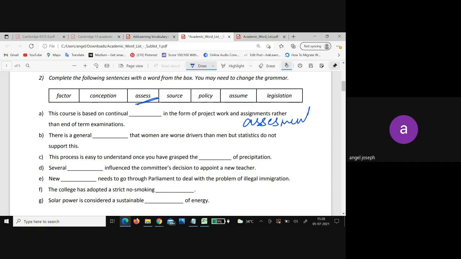Assessment, I'm writing it here just to get you an understanding. Now, there is a general dash that women are worse drivers than men, but statistics do not support this. The word here, in Malayalam, I will tell you, is dharana. There is a general dash. What do you want to put here?